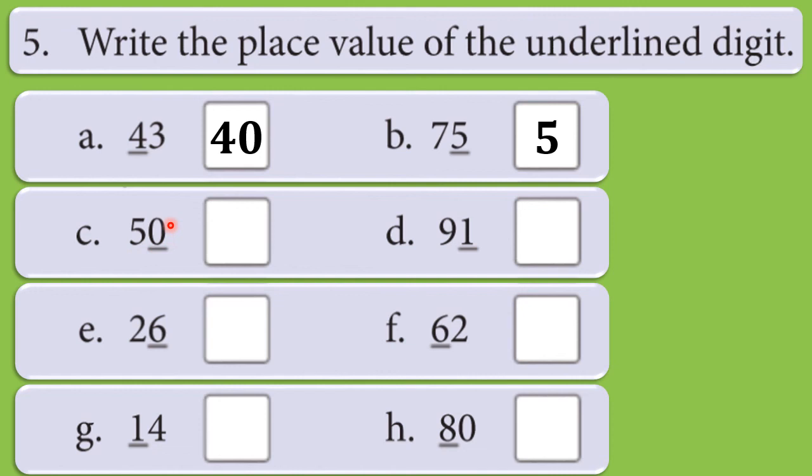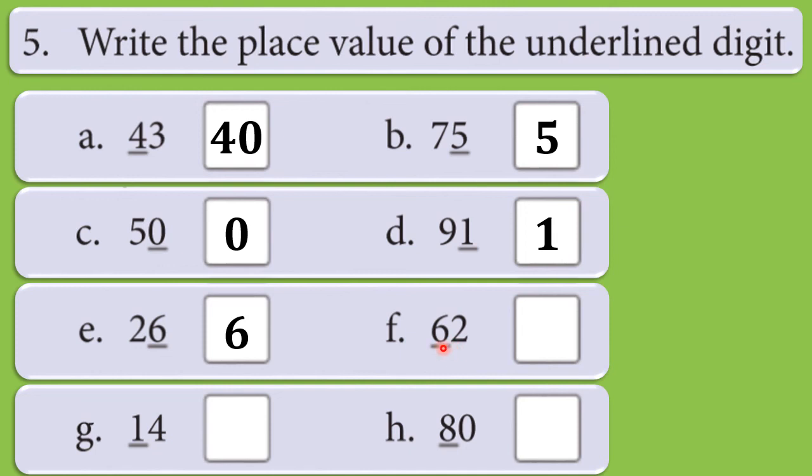Place value of 0 in the number 50 is 0. And the place value of 1 in the number 91 is 1. The reason is it is at ones place. And again in this question we have the digit at the ones place underlined. The place value of this digit is equal to the digit itself, that is 6. The place value of 6 in 26 is 6 itself.